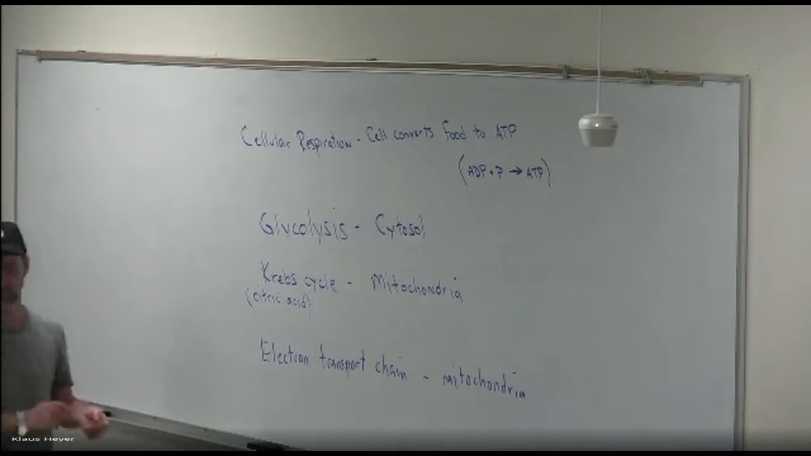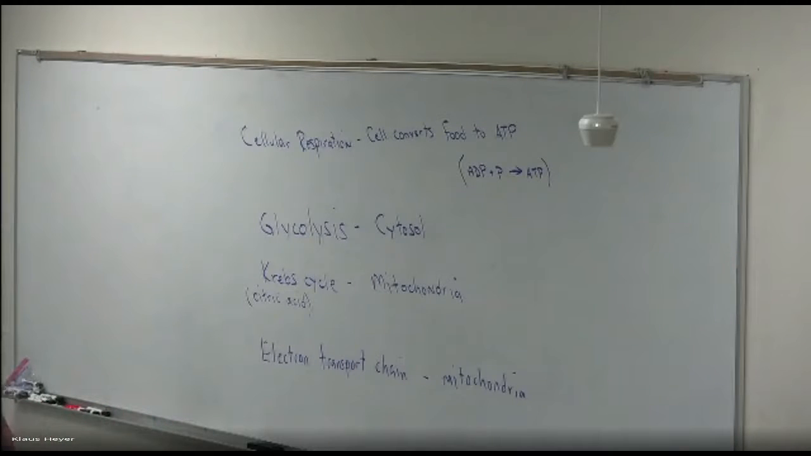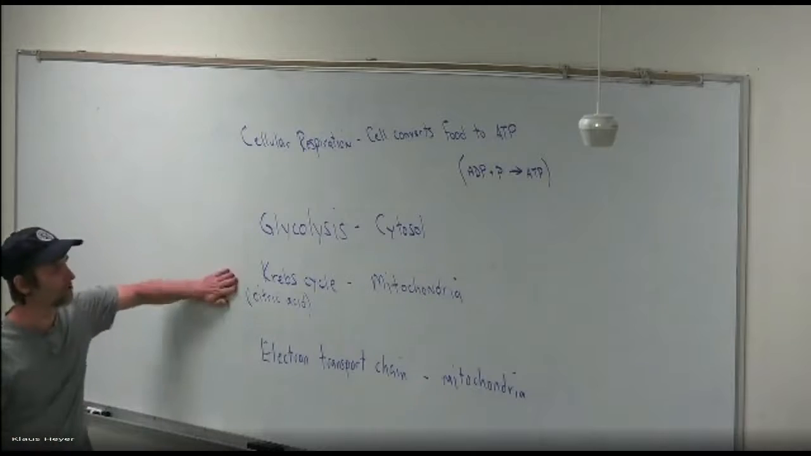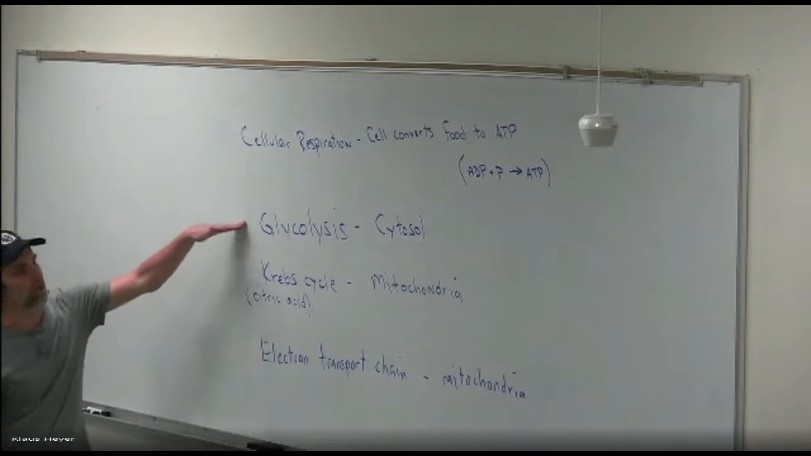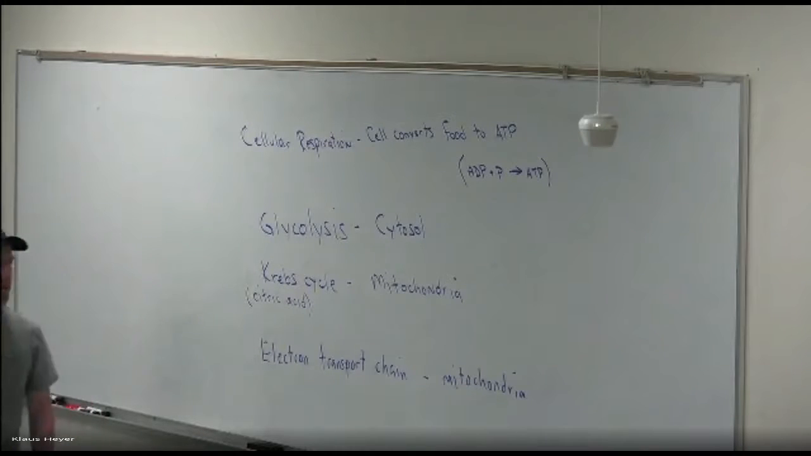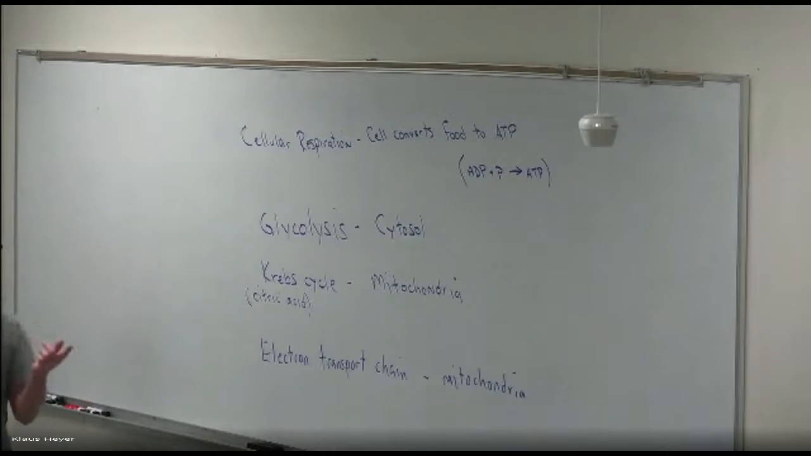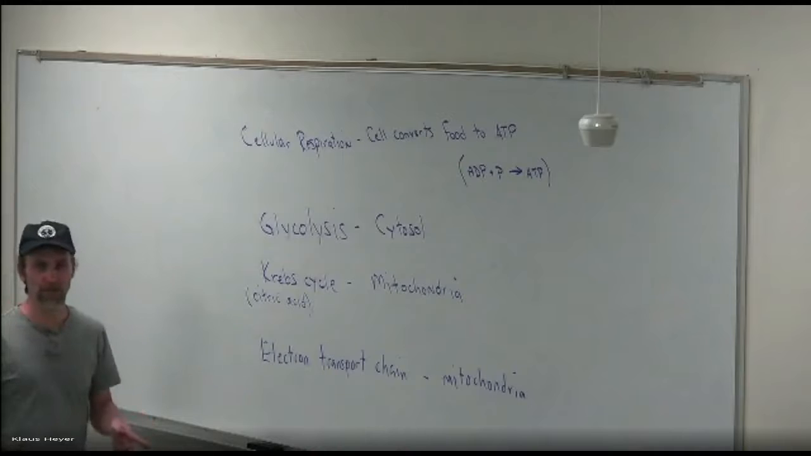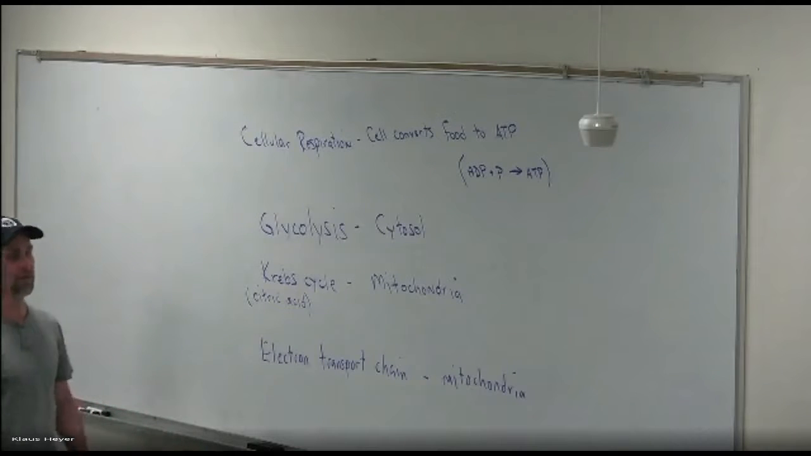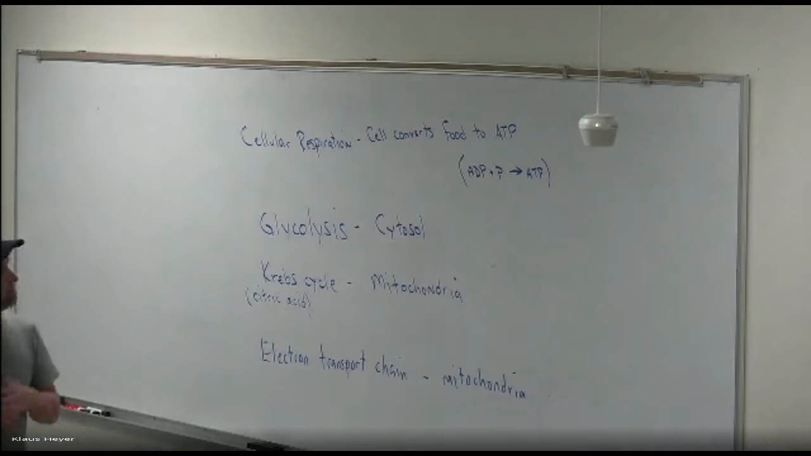So really what we're doing is we're going to take sugar and break it down all the way to nothing, to just electrons. We're going to talk about each of these steps. Glycolysis happens in the cytosol, the Krebs cycle happens in the mitochondria, and the electron transport chain also happens in the mitochondria. If you remember, the mitochondria is where ATP is made, the powerhouse of the cell. That's where energy is made in the cell.